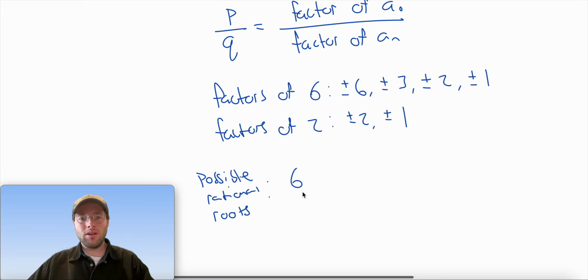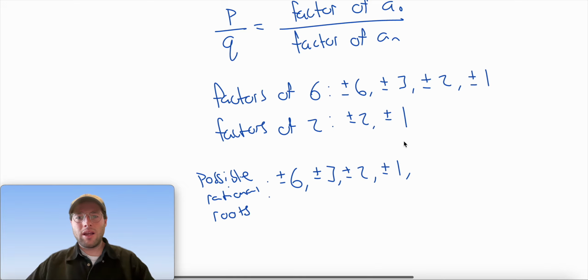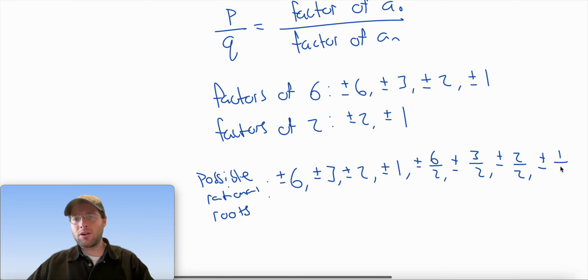First, plus or minus 6 over 1, plus or minus 3 over 1, plus or minus 2 over 1, plus or minus 1 over 1. I didn't write the ones underneath because that would just be plus or minus 6 and so on. Now we want to do them all over the factor of plus or minus 2. So we have plus or minus 6 over 2, plus or minus 3 over 2, plus or minus 2 over 2, and plus or minus 1 over 2.